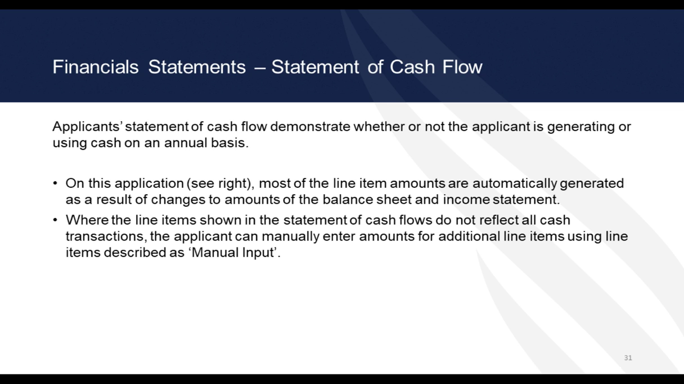Finally, the application requires applicants to submit a statement of cash flow. The applicant's statement of cash flow demonstrates whether or not the applicant is generating or using cash on an annual basis. Because the income statement is developed on an accrual basis, timing differences between when income is earned or costs are incurred and the money is received or paid can result in differences between cash and net income. In addition, non-cash items like depreciation, which eventually require maintenance expenses, also create differences.